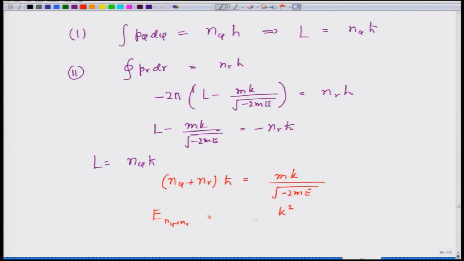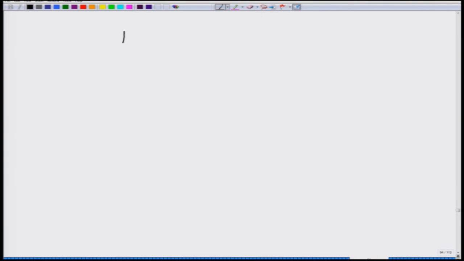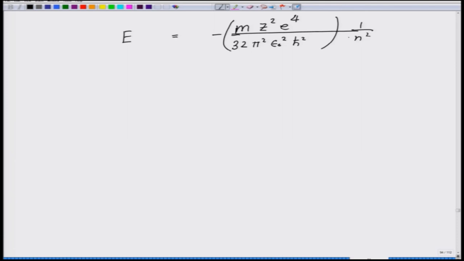with n_phi plus n_r equal to n, minus k square over 2, there will be an m on top, n square h cross square, with a minus sign, which is the same as m Z square e raised to 4 over 32 pi square epsilon 0 square h cross square, times 1 over n square. So, we are getting an energy E which is equal to minus m Z square e raised to 4 over 32 pi square epsilon 0 square h cross square, 1 over n square. Let me call this n, where n is n_phi plus n_r.